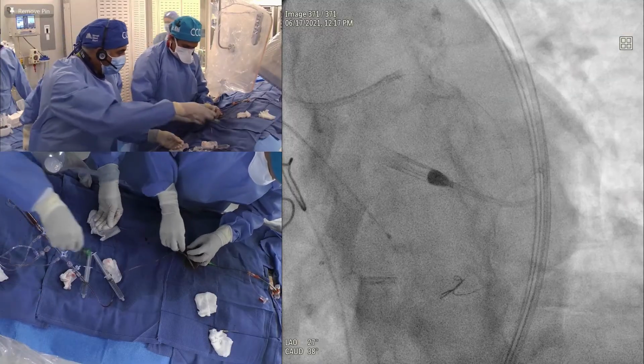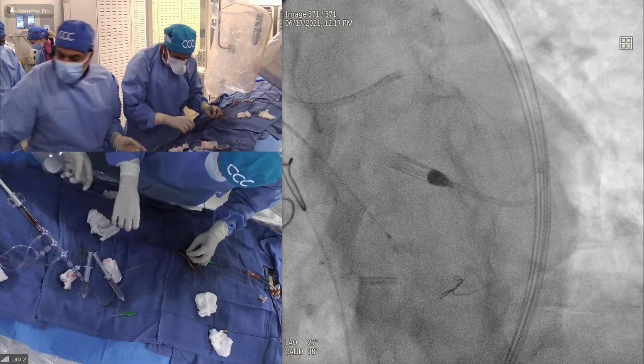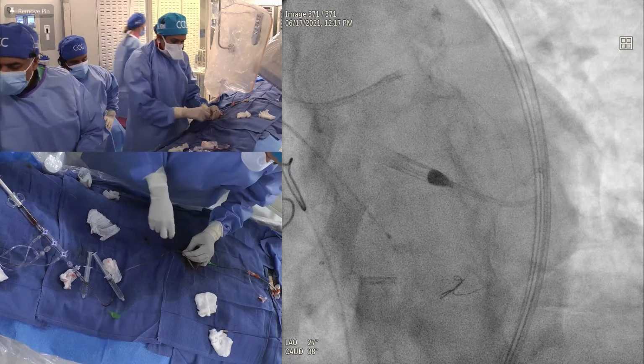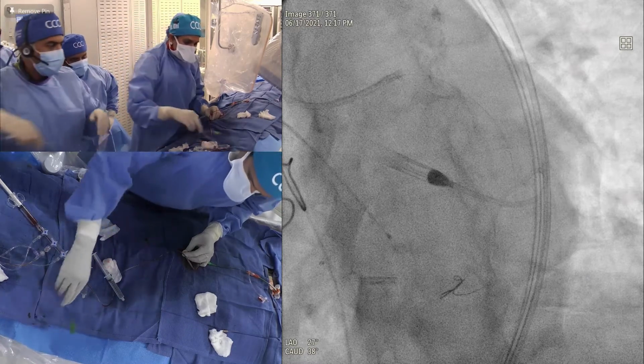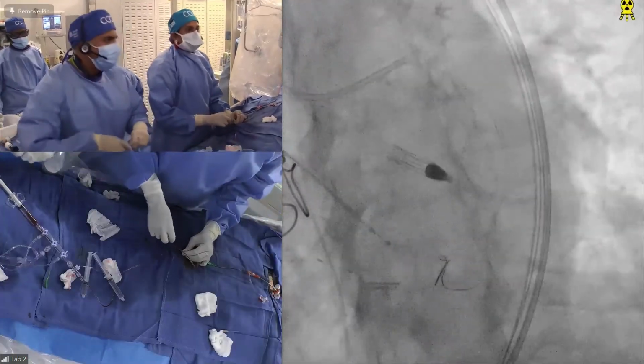So the audience is asking, Dr. Sharma, I have the questions from the audience. They're asking, if there's no dissection, why would you not go to a larger burr to do better ablation? I think it's a good question. No, there is no. We showed you from the first time.